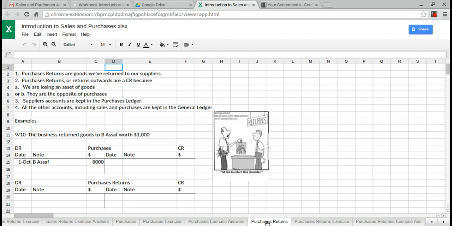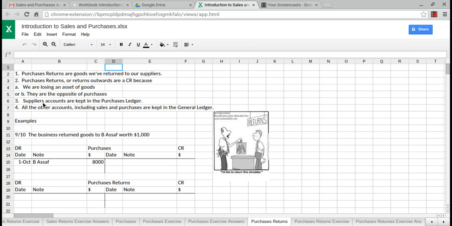Right, purchase returns. We've got an exercise again attached to this one. That's when goods are returned to our suppliers. So they're often called returns outwards. They're a credit entry because we're losing goods. You could also think of it as the opposite of a purchase, and therefore it goes on the credit side.